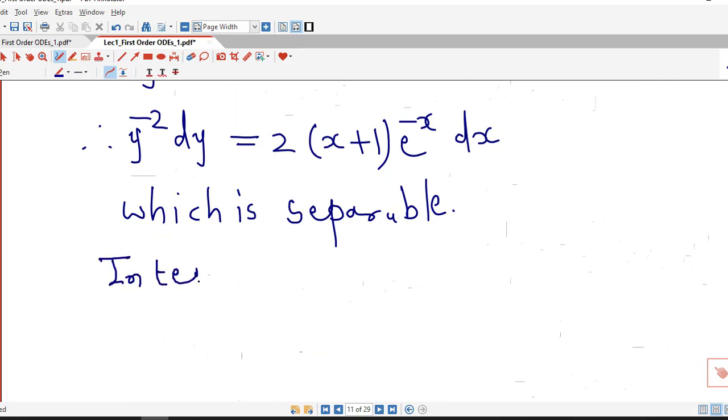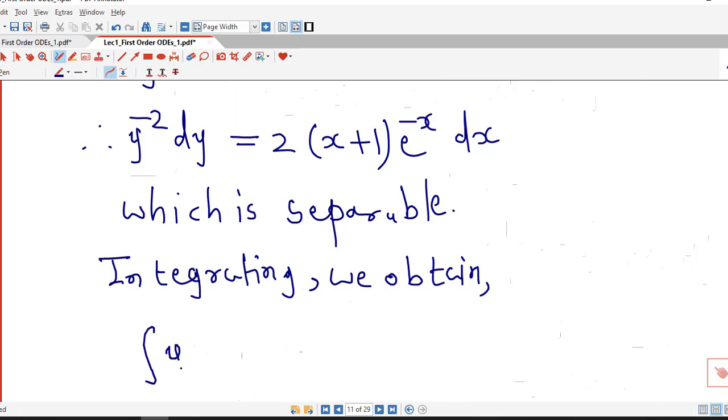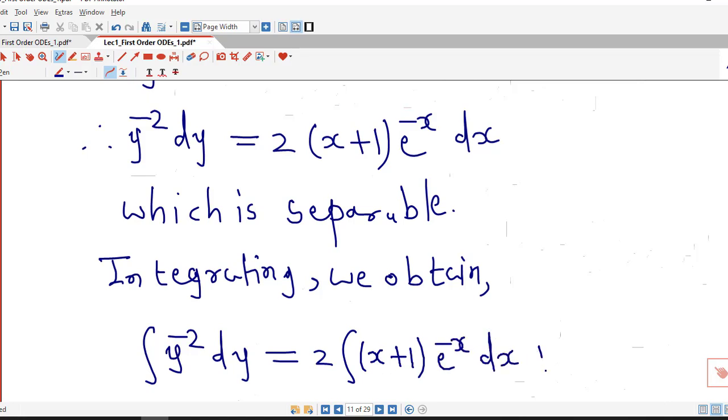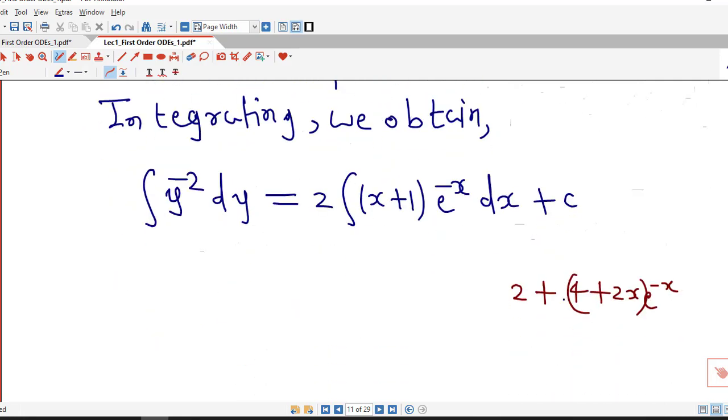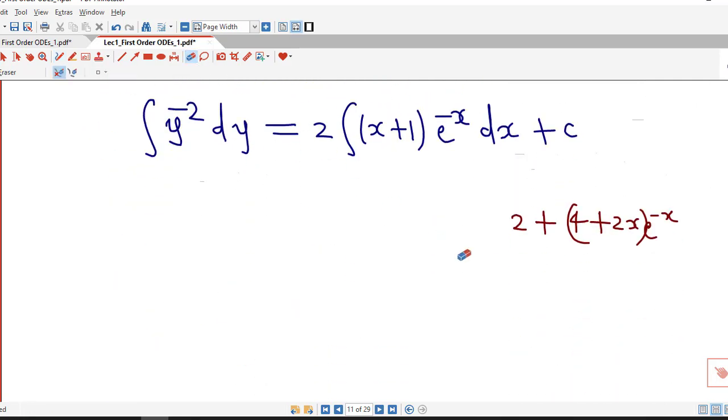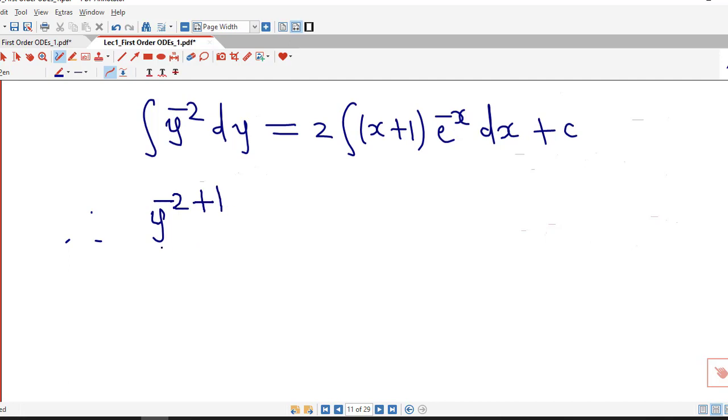So now integrating, we obtain, we write one more step, integral of y raised to minus 2 dy equal to 2 times integral of product x plus 1 e raised to minus x dx plus constant of integration. Now integral of y raised to minus 2 is y raised to minus 2 plus 1, we write one more step, divided by minus 2 plus 1.